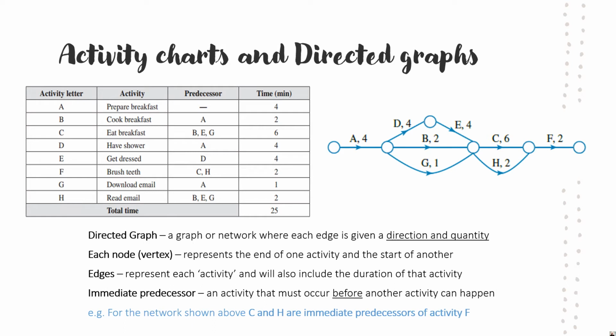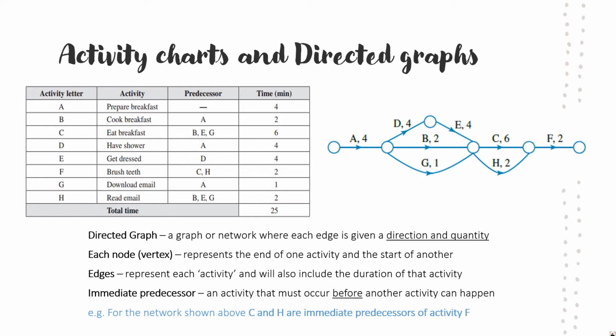So directed graph, we've spoken about that a little bit. On the right-hand side here, we have a directed graph. Basically, it's just defined by a network which has edges where there are directions and quantities. So each one of these edges are labeled with both a letter and a number, and they have a very specific direction to them. Typically, they go from left to right. So the nodes or the vertices, they represent the start and end of every activity. The more important part here is the edges. They are the activities that are occurring.